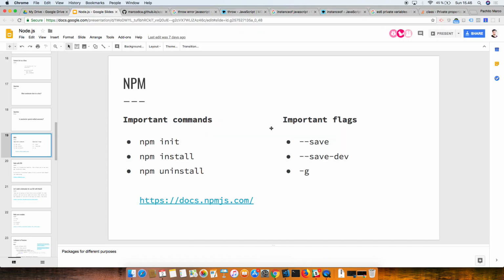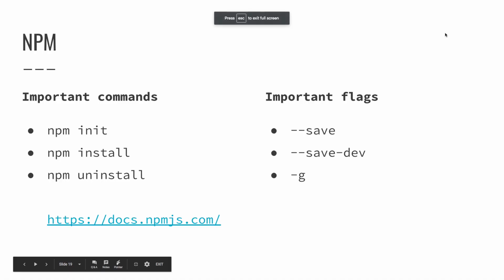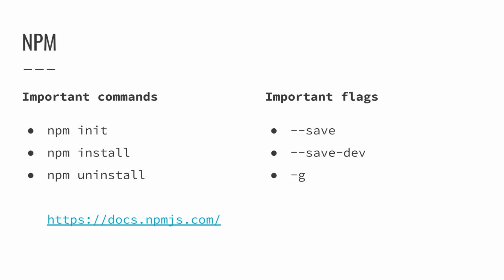Now I want to go back to npm and talk about npm. We are using npm because we are pulling down external modules, for example, Webpack and Webpack command line interface. That's where npm comes in. The three important commands that we need to know are these three. npm init to initialize our package.json file. npm install, or just npm i, which is the same, to install your dependencies. And then npm uninstall to uninstall your dependencies.